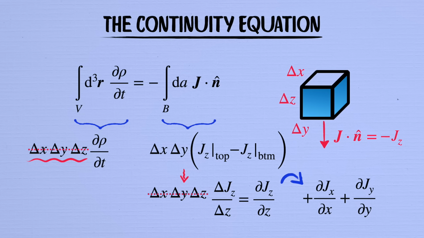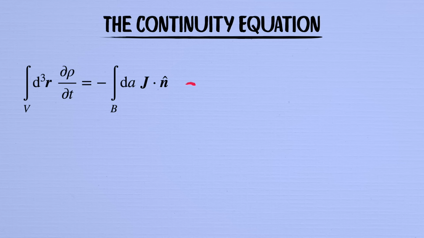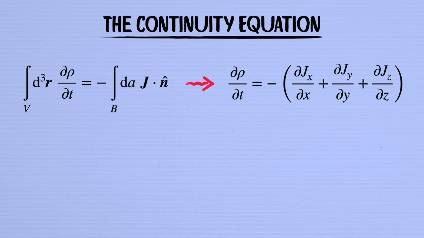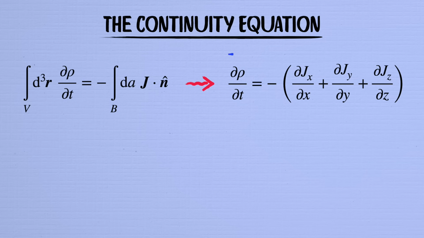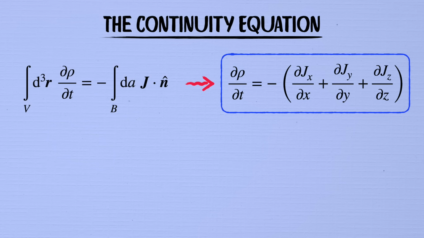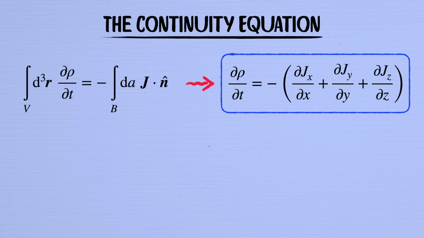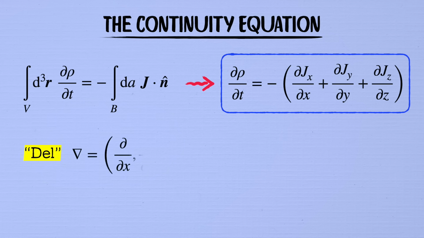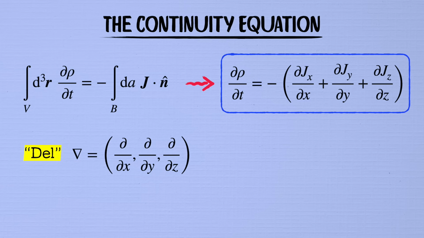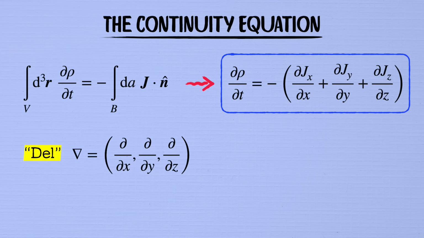Altogether, our charge conservation equation, when we shrink the region down to be infinitesimally small, becomes d rho by dt equals minus dx Jx plus dy Jy plus dz Jz. This is the continuity equation. It's the most direct local statement of electric charge conservation, and it's the prototype for what it means to have a conservation law in any field theory. We usually shorten it by defining a three-component object called del, with the x, y, and z derivatives, denoted by this upside-down triangle.